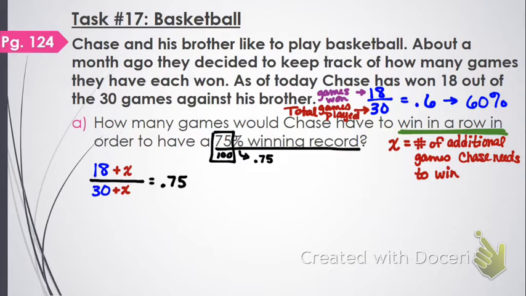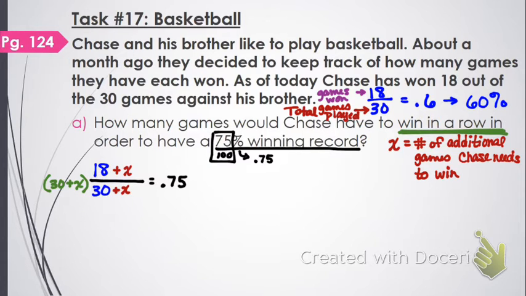What is on the bottom of our fraction? 30. Not just 30, plus X. 30 plus x. So I'm going to multiply by 30 plus x. Because what's true about multiplication and division? What do they do to each other? Cancel out. They cancel each other out. If I multiply by something and I divide by the same thing, they cancel each other out.